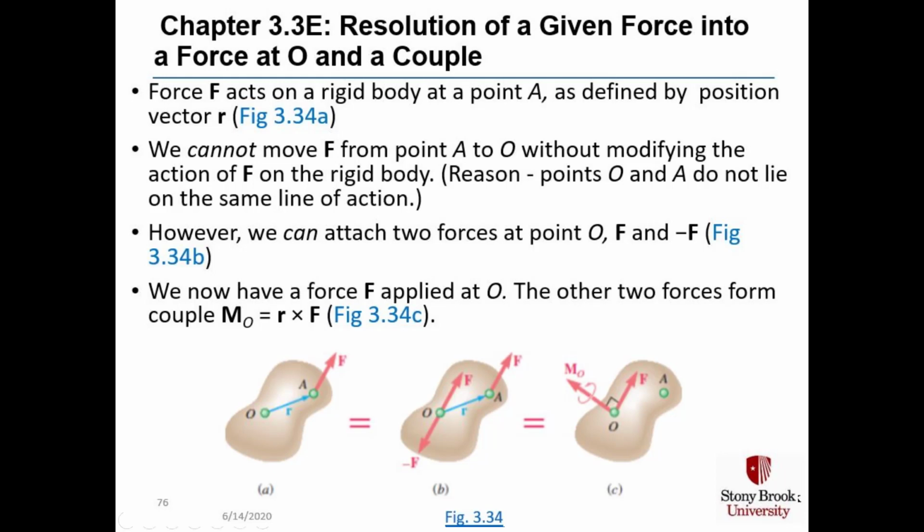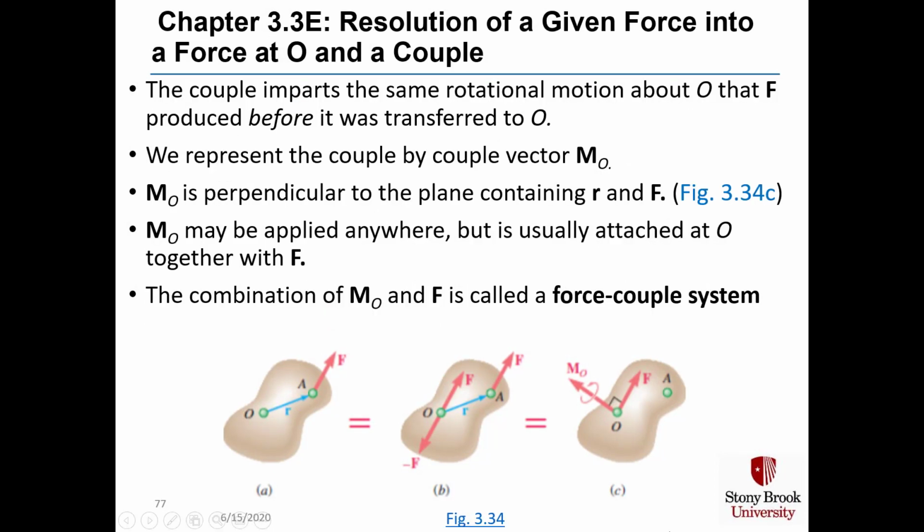So in sum, we've moved force F from point A to point O by adding a moment that represents the cross product of small r, which is the vector pointing from O to A, and force F. The combination of the force and the moment acting at point O has the same effect on the rigid body as the original force acting at point A. Another way of saying that is that the couple imparts the same rotational motion about point O that F produced before it was transferred from point A to point O.